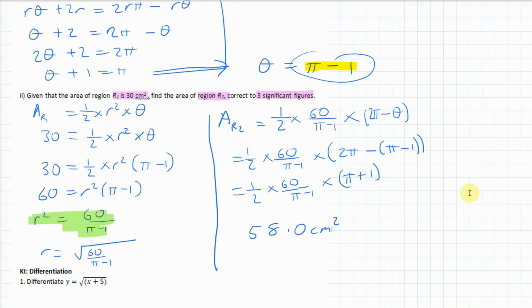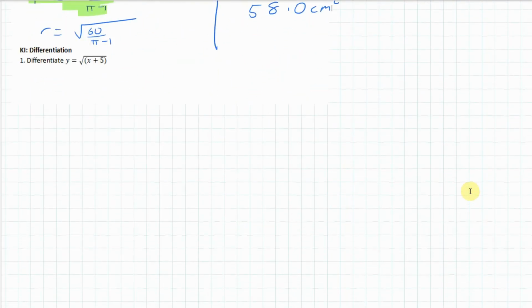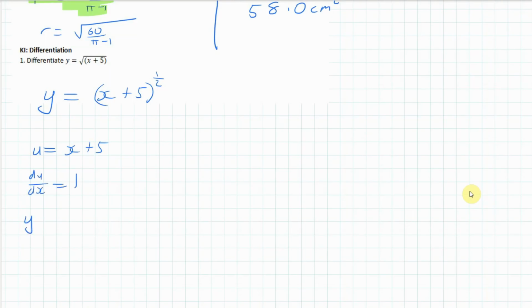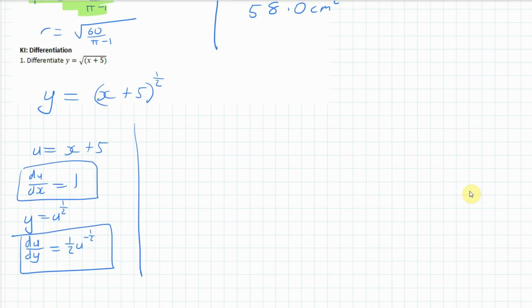Last question of the day. We've got to differentiate this. Now my first step would be to rewrite this and say, well, that's the same as y is equal to x plus 5 to the power of 1/2. At this point we can use our chain rule. We can say u is equal to x plus 5, so du dx is equal to 1. Then I can say y is equal to u to the power of 1/2, and therefore dy du is equal to 1/2 u to the minus 1/2. Now that we know what this is and this is, we can say dy dx is equal to du dx times dy.